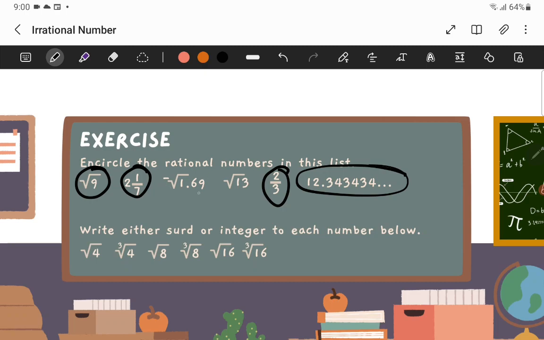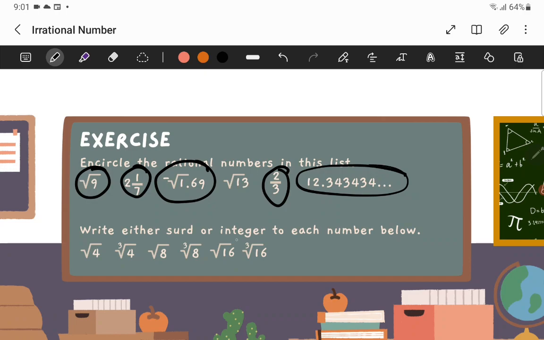Negative square root of 1.69. If you have this kind of question, the first thing you need to do is the square root of 1.69. In the calculator, you will get 1.3. And then after that, you negate the 1.3. It becomes negative 1.3. And negative 1.3 is actually a what? A terminated decimal. So that one will be a rational number.